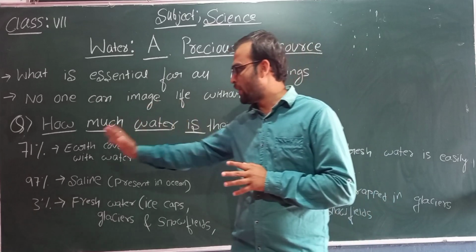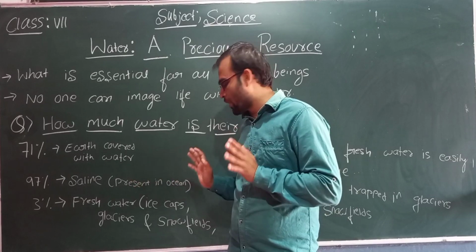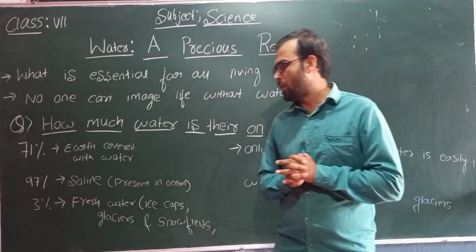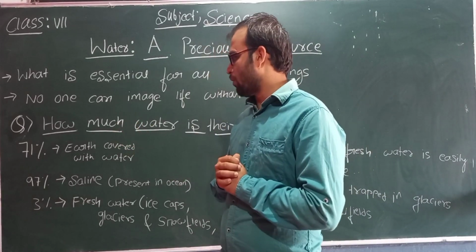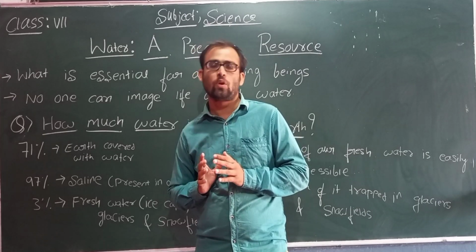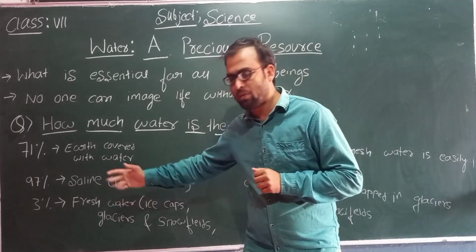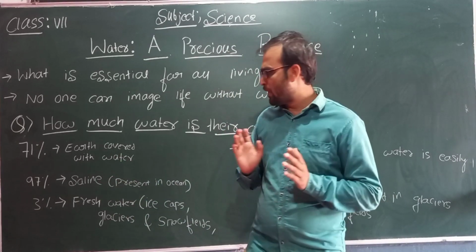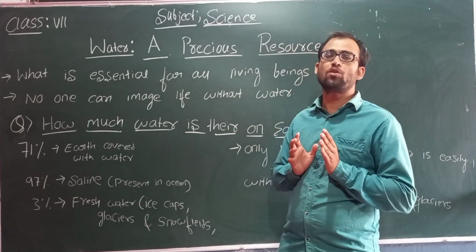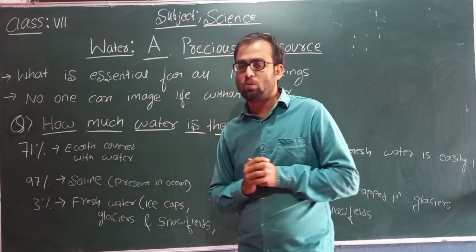In that water, 97% is saline, present in the ocean, and only 3% is fresh water available, students. Out of 100%, 97% of the water is saline and only 3% is fresh water. This 3% of fresh water is in the form of ice caps, glaciers, and snowfields.